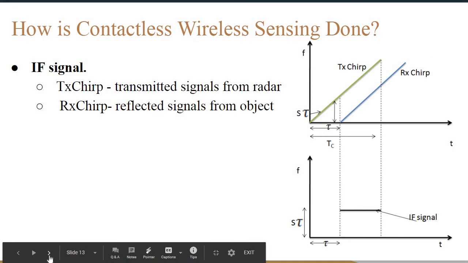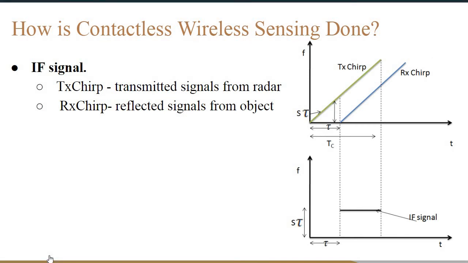So now let's look at the IF signal in detail. As can be observed from this figure, the TX chirp and the RX chirp signals, which are essentially the transmitted and the received signals from the object respectively, show that the signal from RX, the receiver, is a delayed version of the signal from TX, the transmitter, and the IF signal is essentially a straight line with a constant frequency f.